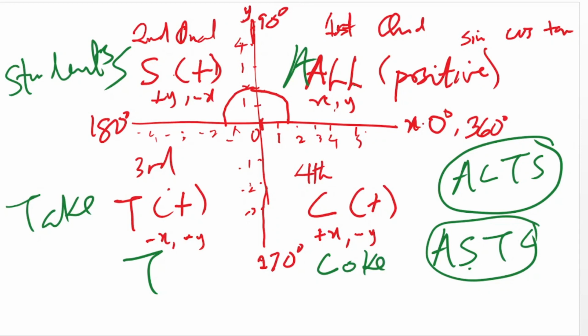All means all the ratios are positive. Students, the S, means sine is positive. Then take, the T, means tan is positive in the third quadrant. And coke, cos, is positive in the fourth quadrant. I hope this is very clear. That is just how to help you remember it quickly so you do not forget. All students take what? Coke. This is where we're going to stop in this video.